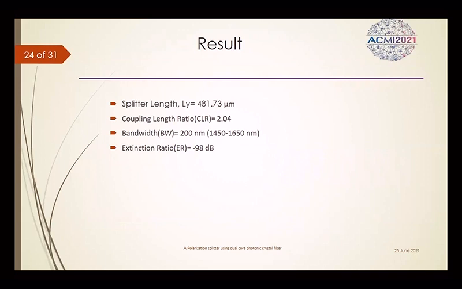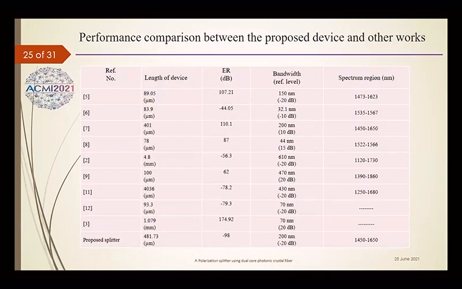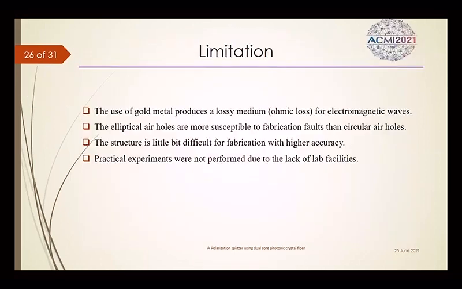These are the results. Here is a comparison table between the proposed device and other works. Here we can see some papers have short splitter length but narrow working bandwidth. Similarly, some papers have wide bandwidth but long splitter length. But we try to produce short length and wide working bandwidth at the same time. So we can say overall our splitter gives better output than previously reported splitters.